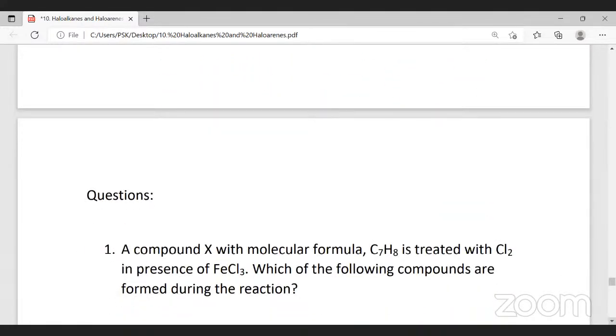Now, I think we should finish the topic. Maybe in a few minutes we'll finish off haloarenes. Let's continue with the next topic, alcohols, tomorrow.